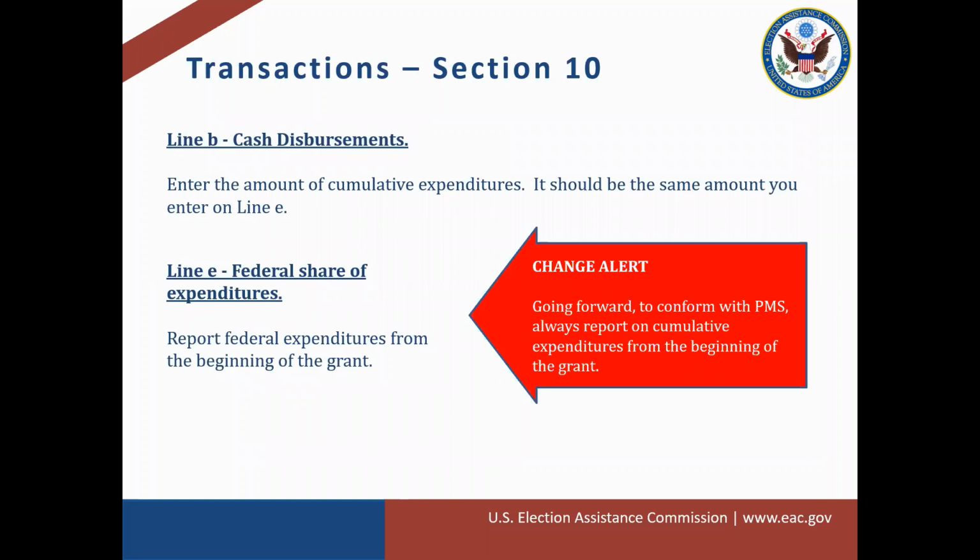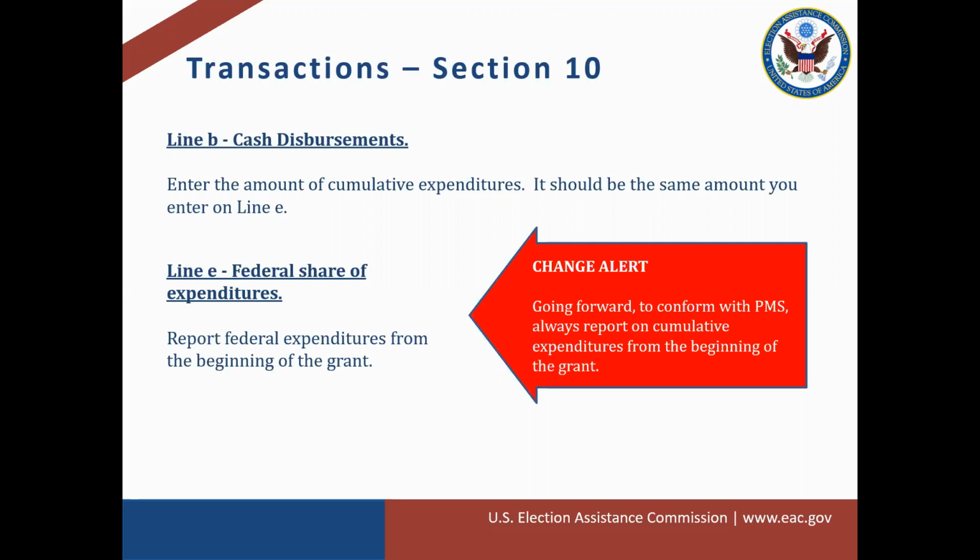So the first thing that you're going to enter are your cash disbursements. Here you're putting in the cumulative expenditures, and it would be the same as the second thing you're entering, which is line E, your federal expenditures from the beginning of the grant. So it's really important to know that your entry in the federal financial report is always cumulative. It starts from the beginning of the grant until the end of the reporting period, which is September 30th, 2020 for these specific FFRs. So just make sure that you're not doing it on an annual reporting, but cumulative from the start of the grant.